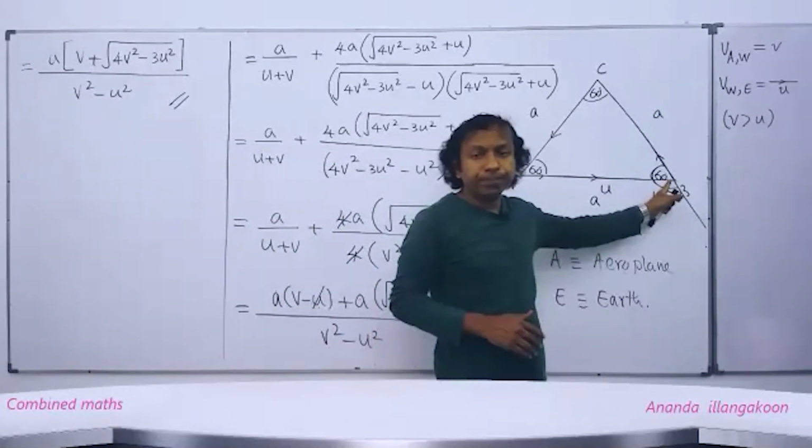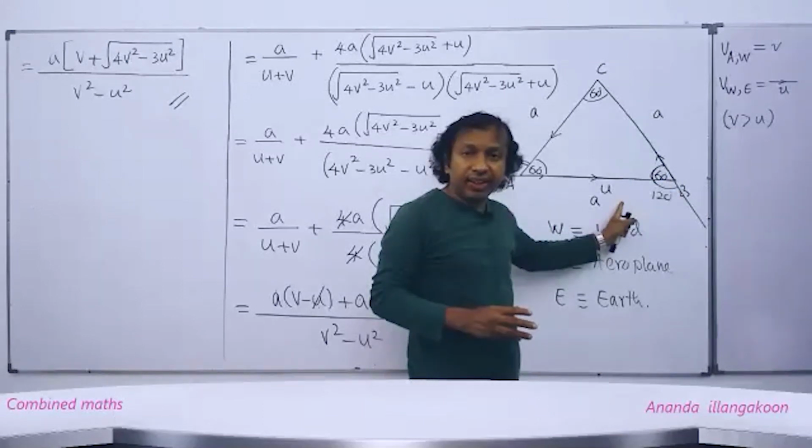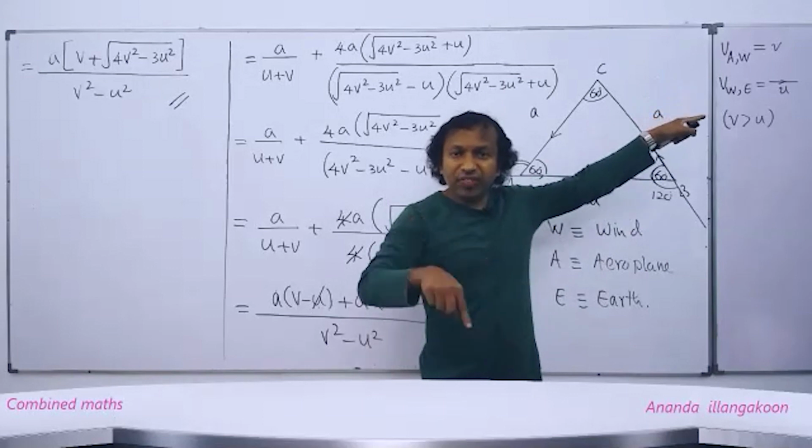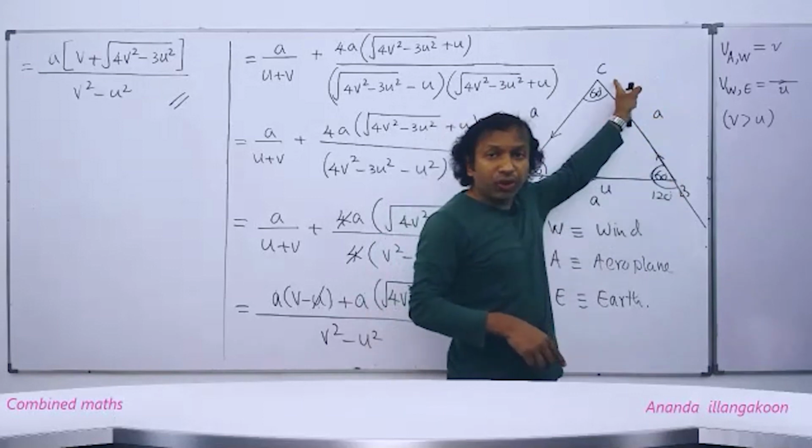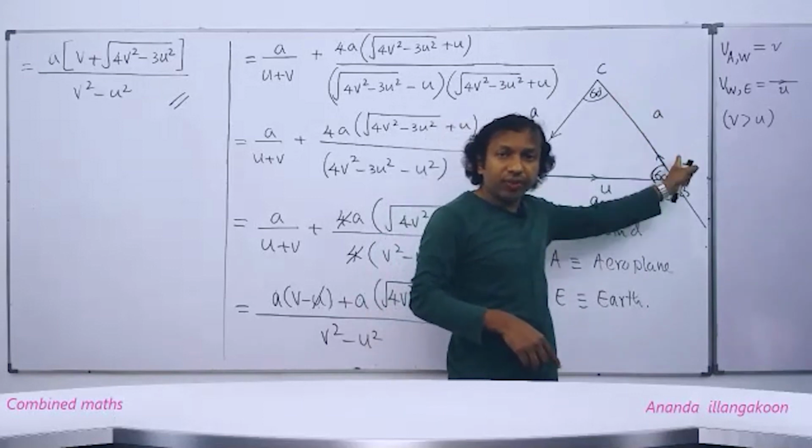Time. What is time, people? Displacement A. What velocity? V. A by V. From here to here also velocity V. Time is what? A by V. From here to here.